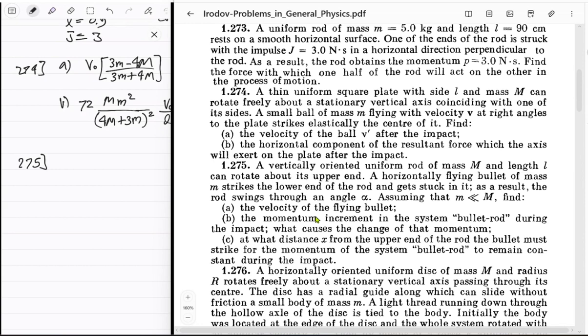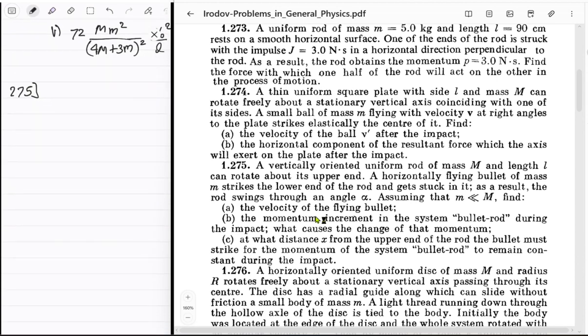Right. At what distance x from the upper end of the rod... okay, fine. The momentum of the bullet-rod system to remain constant. Cool. Let's do it. So you got this guy, mass m, length l. This is our rotating axis.